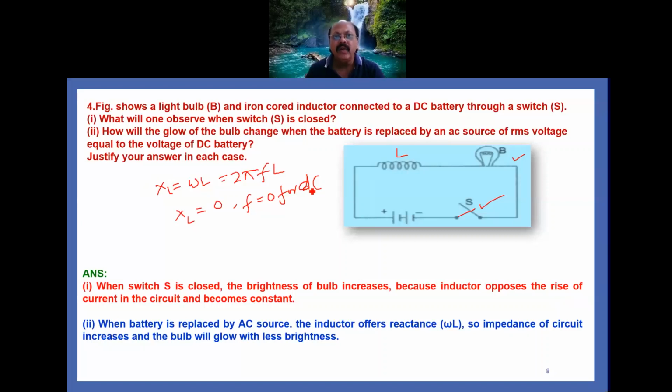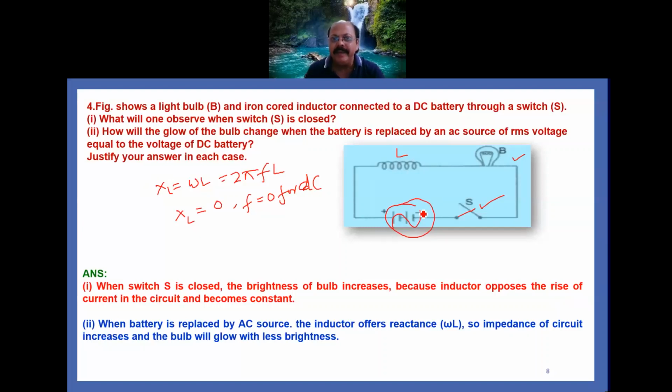How will the glow of the bulb change when the battery is replaced by an AC source of RMS voltage equal to the voltage of the DC battery? So whatever the voltage of the DC battery is here, we have to replace it by an AC source. Now we replace it by an AC source of the same voltage. Then what happens?